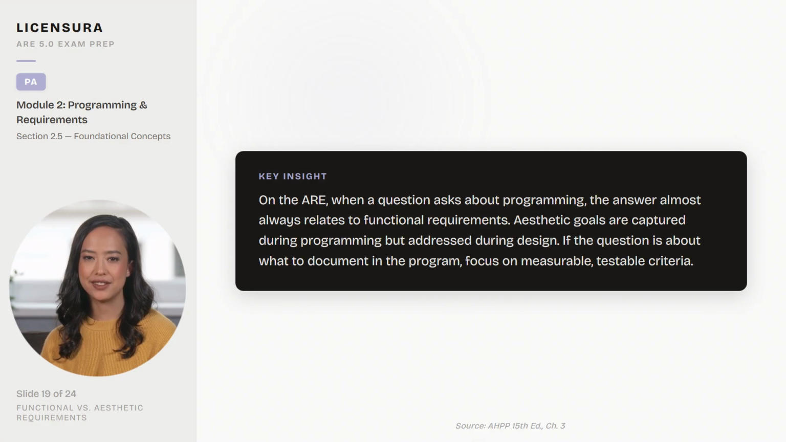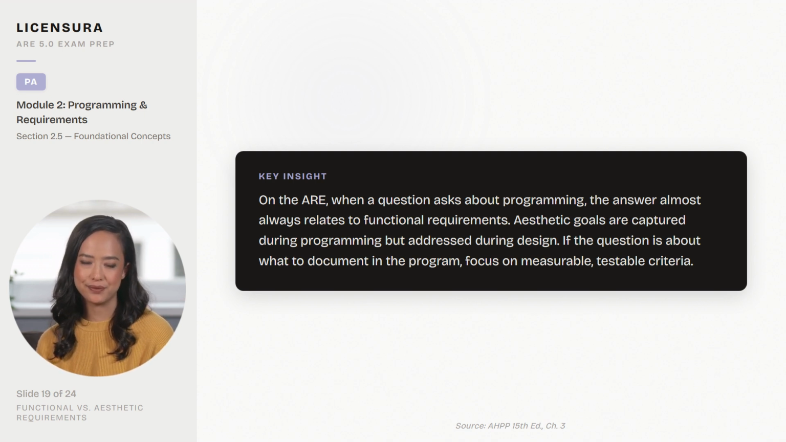Here's the key insight. On the ARE, when a question asks about programming, the answer almost always relates to functional requirements. Aesthetic goals are captured during programming, but addressed during design. If the question is about what to document in the program, focus on measurable, testable criteria.